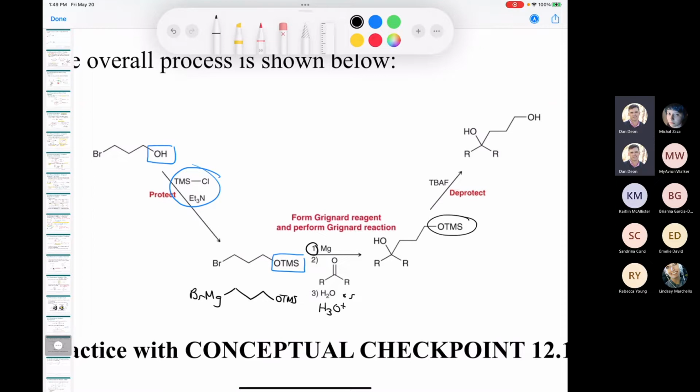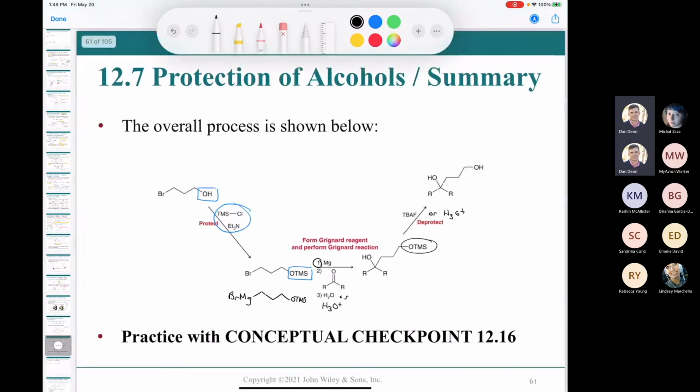They always say, "Now I'm going to show you who's underneath the mask here, the criminal." So to deprotect it, you treat it with TBAF, or you could treat it with a mild aqueous acid, and that will remove the silyl ether, and that's all there is to it.